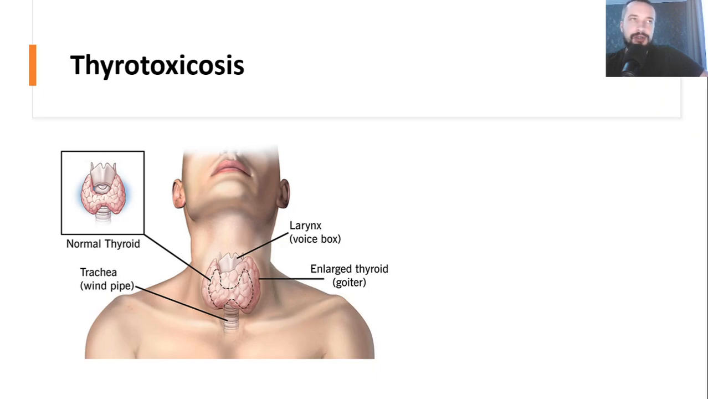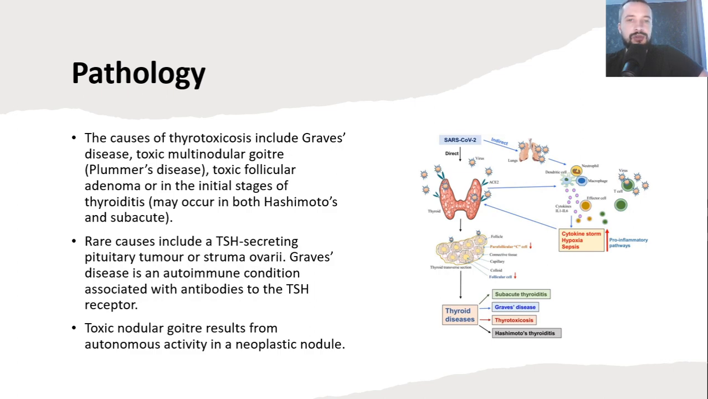Thyrotoxicosis. It is not the disease, it is the syndrome. The causes of thyrotoxicosis include Graves' disease, toxic nodular goiter, Plummer's disease, toxic follicular adenoma, or, in the initial stage of thyroiditis, it may occur in both Hashimoto's and subacute. Rare causes include a TSH-secreting pituitary tumor or struma ovarii. Graves' disease is an autoimmune condition associated with antibodies to the TSH receptor. Toxic nodular goiter results from autonomous activity in a neoplastic nodule.